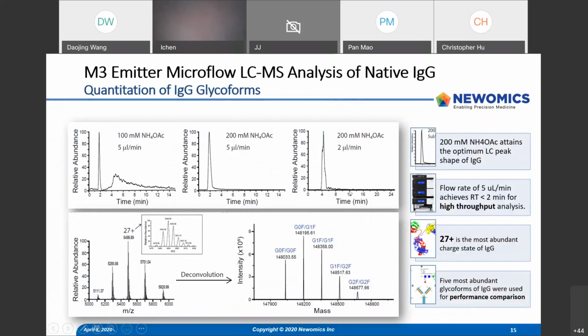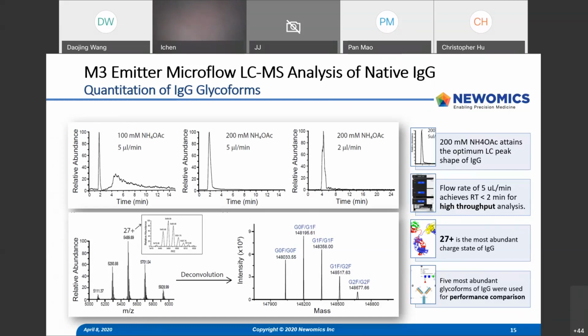Now, first thing first, we want to work out the way of comparison. First thing is we want to have a good LC-MS separation. We tried different salt concentrations and ended up with 200 millimole ammonium acetate. Then we tried different flow rates, 1 to 10 microliter per minute. It turns out 5 microliter per minute gives us the best peak shape as well as the throughput. So for the later comparisons, we focus on 5 microliter per minute, 200 millimole ammonium acetate.